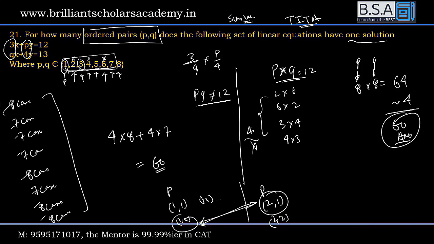नहीं ना, 1 के साथ में 8 पेयर्स, 2 के साथ में 7 पेयर्स, क्योंकि 2 के साथ में 6 कैनॉट बी ए पेयर ना. I don't want P into Q to be equal to 12. 2 के साथ में there will be 7 pairs. 2 1, 2 2, 2 3, 2 4, 2 5, 2 7, 2 8.